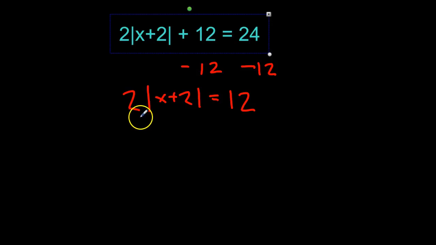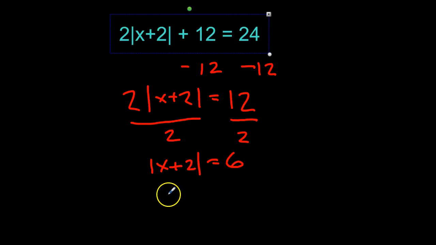Sometimes you can, sometimes you can't. It's difficult to distinguish when you can and when you can't, so we're just not going to do it because there's really no need to. To clear out this 2, all we have to do is divide both sides by 2. And then we're left with the absolute value of x plus 2 equals 6.